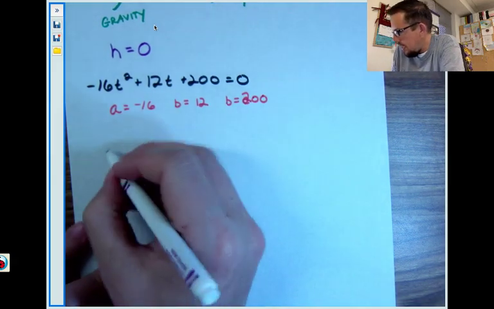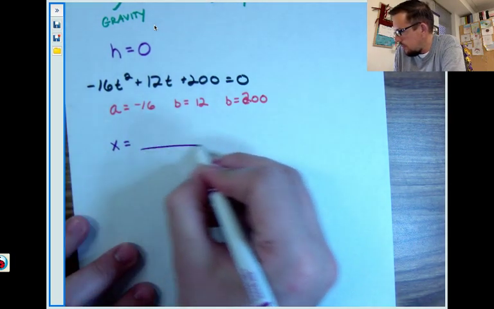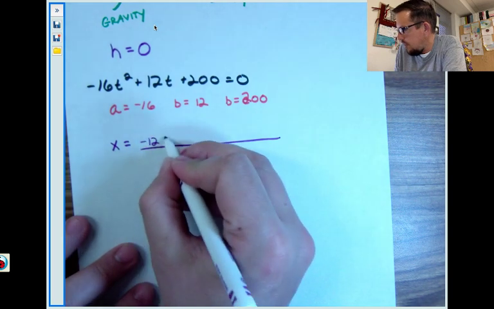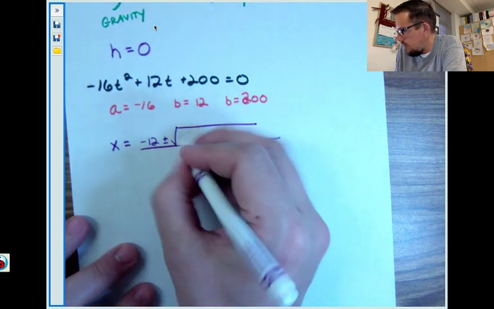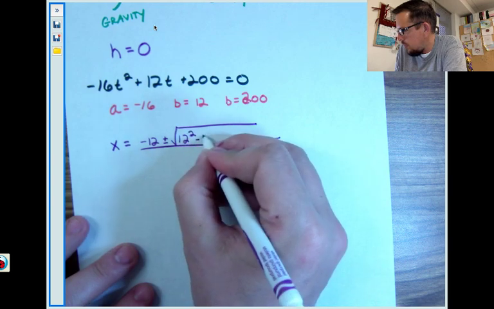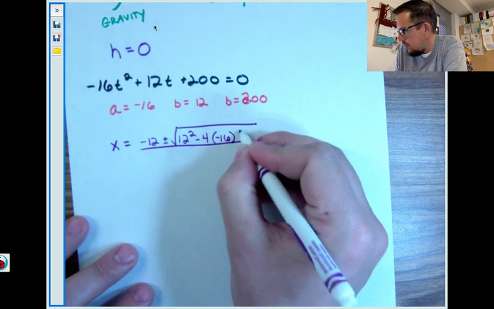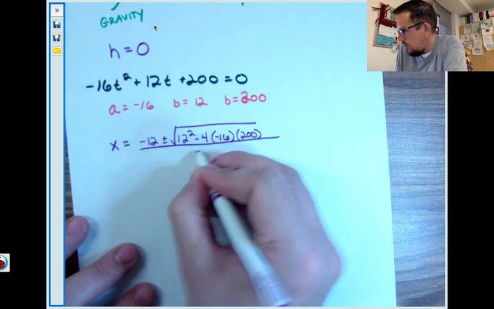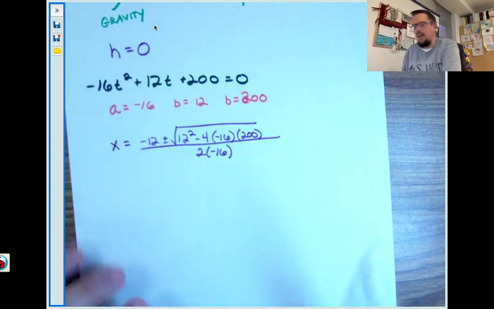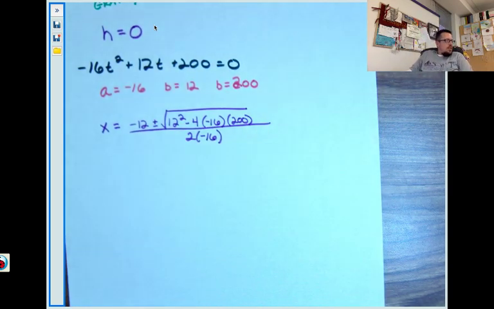Here we go. X equals negative b plus or minus the square root of b squared minus 4ac all over 2a. Before we do anything else, are we going to have 2 real solutions, 2 complex solutions, or 1 real solution? How do you know? There's a positive number where? Right, the discriminant's positive inside the square root.